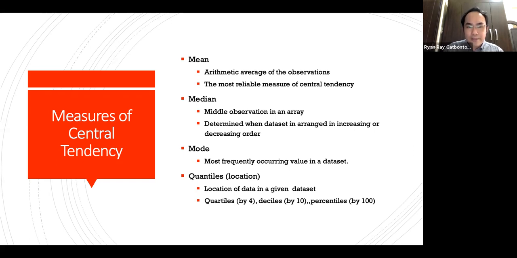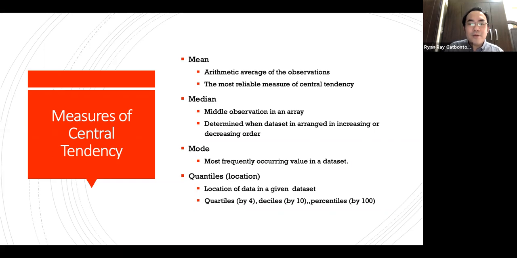Another measure, which may not be a measure of central tendency, but is also considered a measure of the behavior or the location of your data, refers to the quantiles. The quantiles are the measures that tell you the location of your data in a data set. They can be classified into three methods: the quartiles, the deciles, and the percentiles.